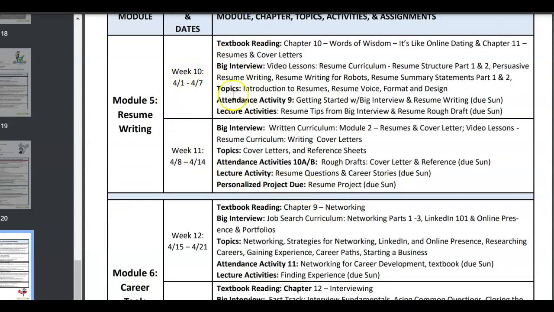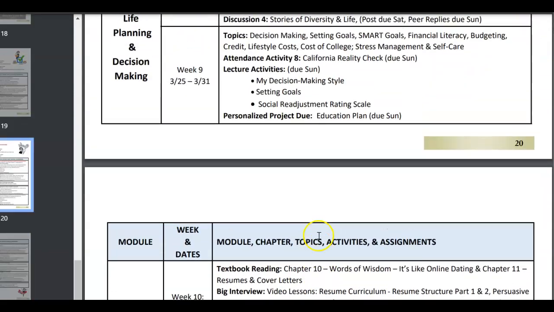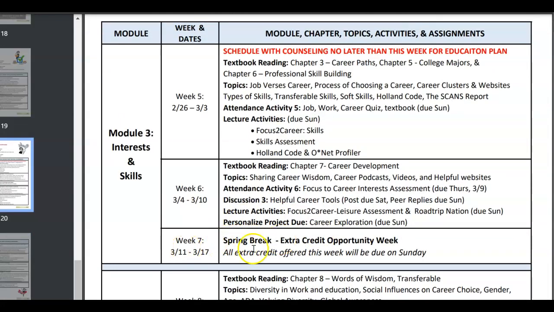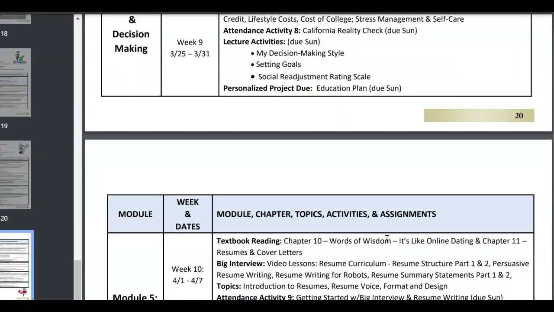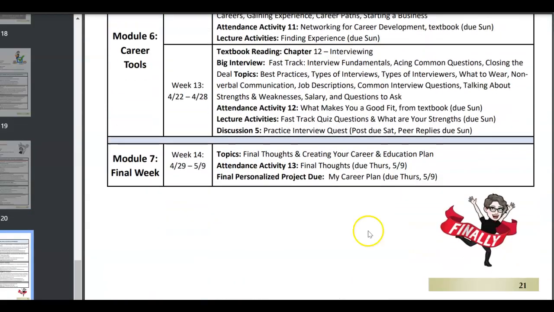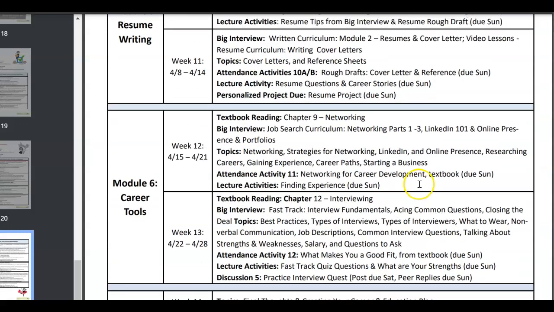And that's about it. Here's all the due dates. You'll see that during spring break, this is an extra credit opportunity week. You can make up stuff that week. You'll see it in there. And our last week's a little bit long, but you just have a couple things due if you have to do your personalized, your last personalized project, the My Career Plan. And that is pretty much it.